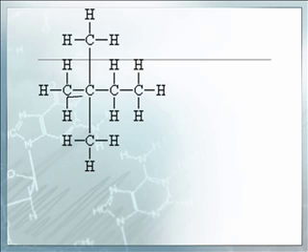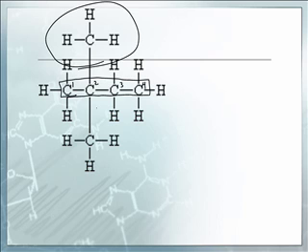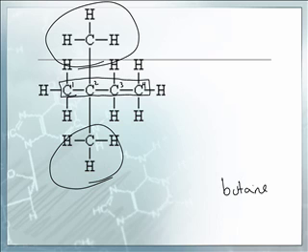So if I look at this one, the longest chain is actually right here, because that's number 1, number 2, number 3, and number 4. And then I've got a branch here and a branch here. So his last name will be butane. I should start with the branch first.